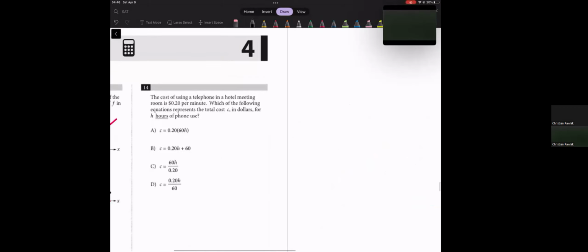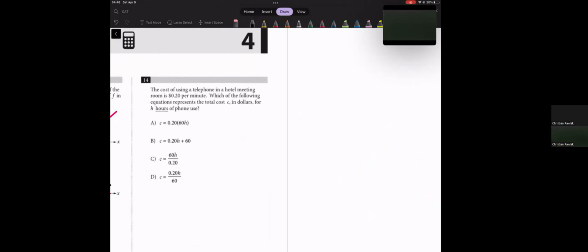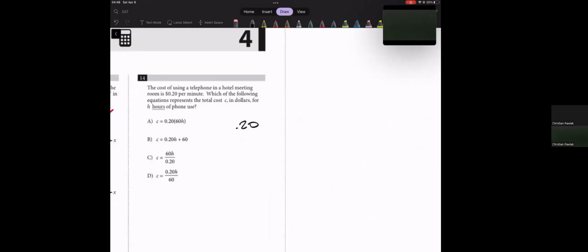All right, now let's take a look at number 14. The cost of using a telephone in a hotel meeting room is 20 cents per minute. So $0.20 per minute. Which of the following equations represents the total C in dollars for h hours spent on the phone? So here's the thing. If I want to get rid of the minutes, I have to multiply that by minutes. But currently, h is represented in hours.